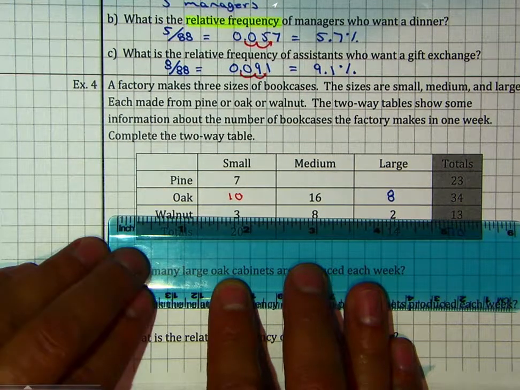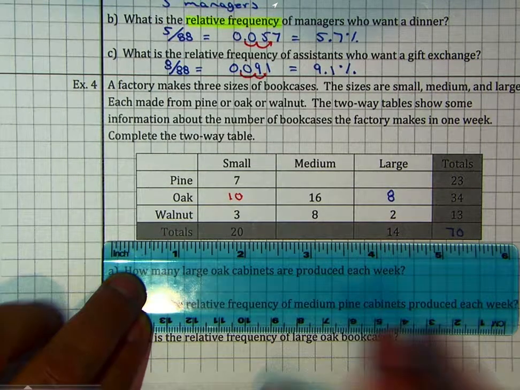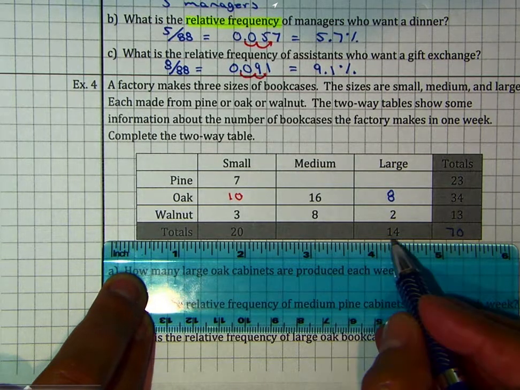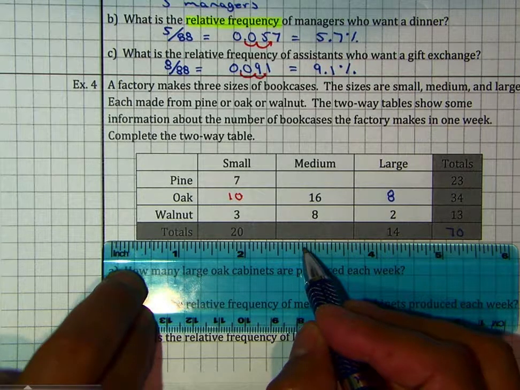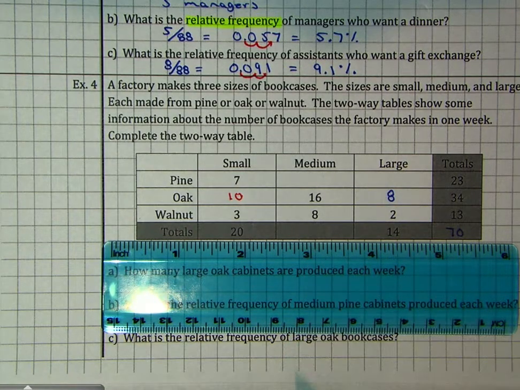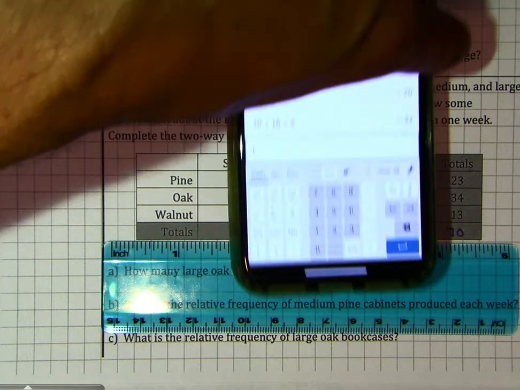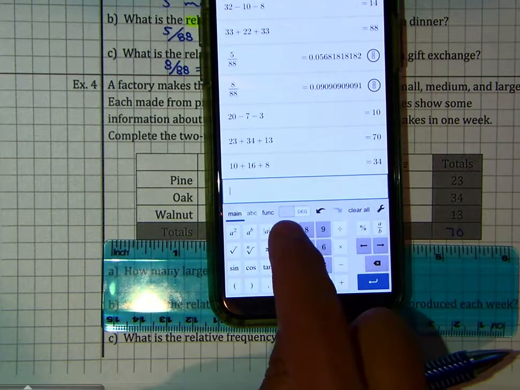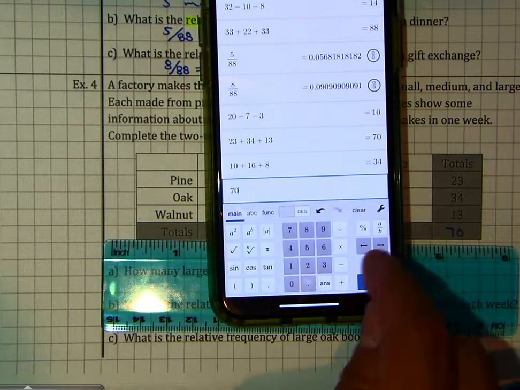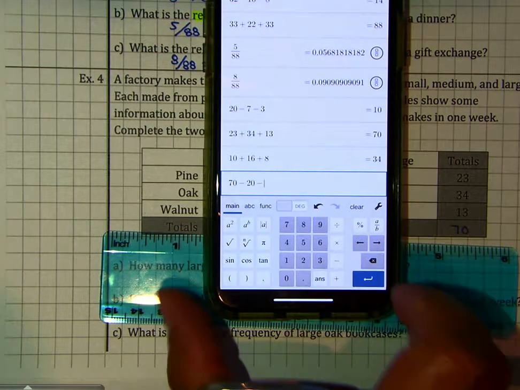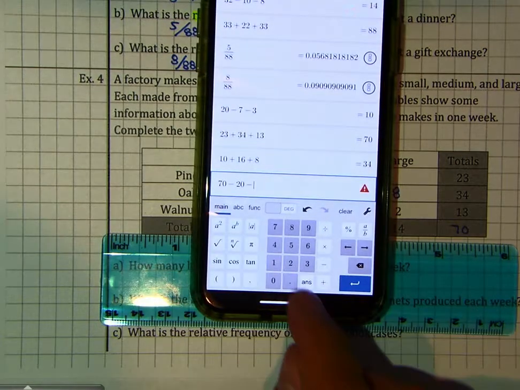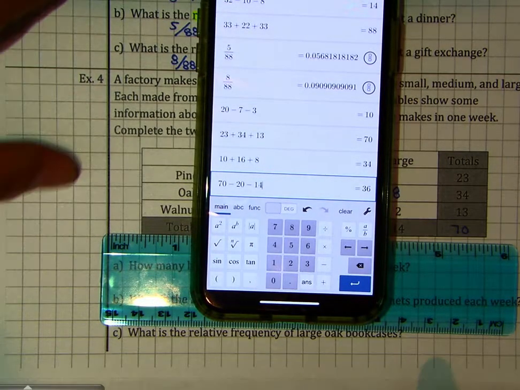Missing more? I'm missing 1, so I can find this one here. 20 plus 14 is 34, plus one number will give you 70. So that should be 36. But we can just do 70 minus 20 minus 14. And that gives me 36.